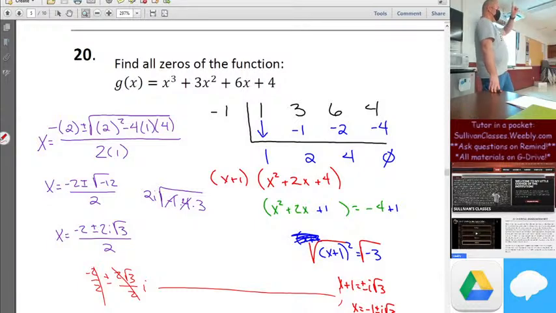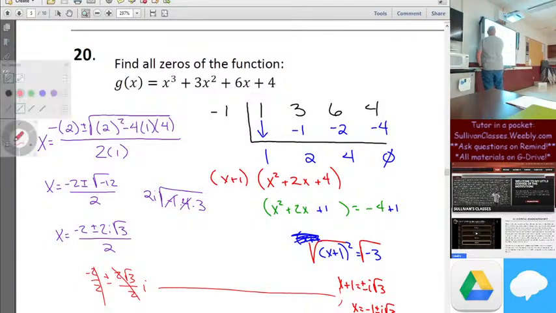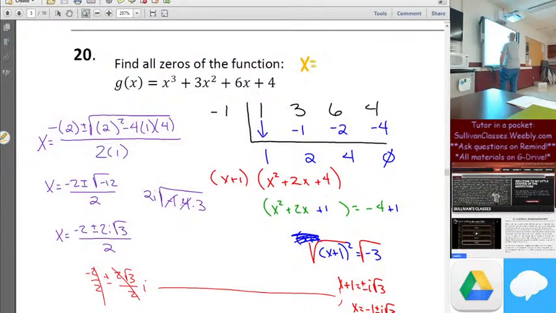I care that you did synthetic division to get the quadratic, then you solved the quadratic. And make sure you write your answer. Find all the zeros. x was -1 and -1 plus minus the square root of 3 i. Or square root of 3i. Same thing.